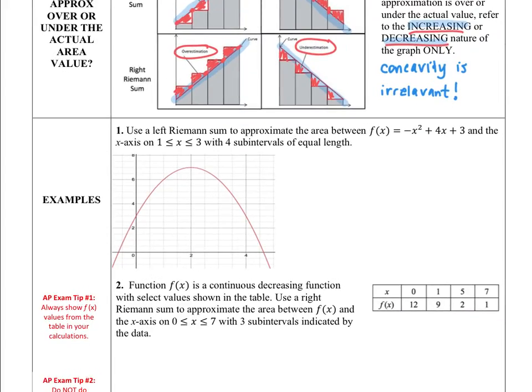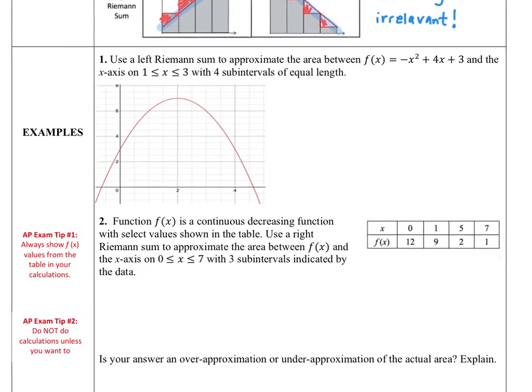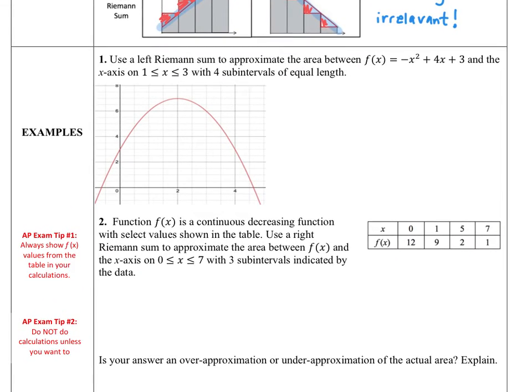Let's go ahead and take a look at a couple of examples. This first one wants me to use a left Riemann sum to approximate the area between f of x and the x-axis on the interval from 1 to 3. First, realize that what we're doing is calculating an integral. We will learn exact methods for doing that, but right now it's about these Riemann sums. So my interval goes from 1 to 3, so I'm first going to block off my graph from 1 to 3. It wants me to use 4 subintervals of equal length.